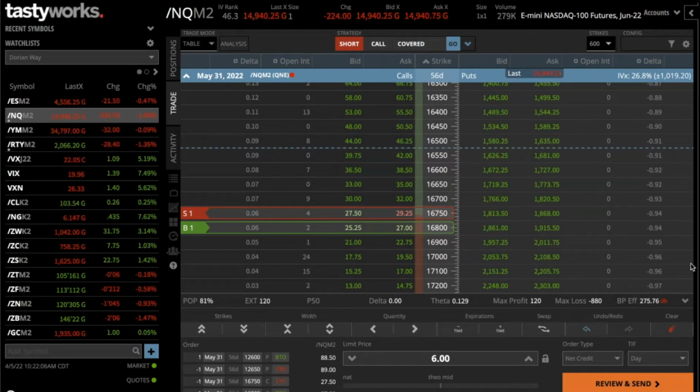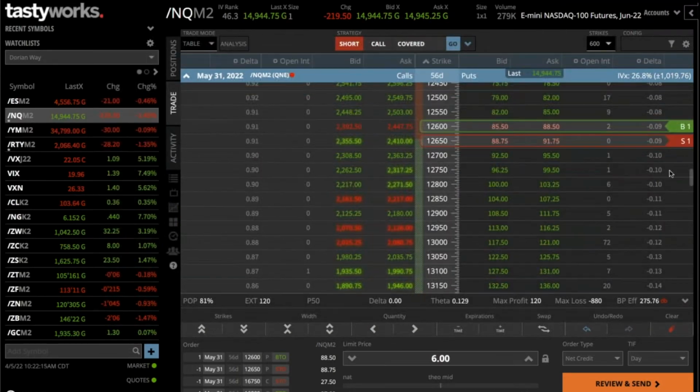So looking at this trade here, on the call side, we're at the 6 delta. We're doing a 50-point wide. And then on the put side, we're at the 9 delta, and we're doing a 50-point wide as well here. So they're both 50 points wide. Our max loss, as you can see, is only 880. The buying power is under 300, 370, 275, and the max profit for fees and commissions is 120.